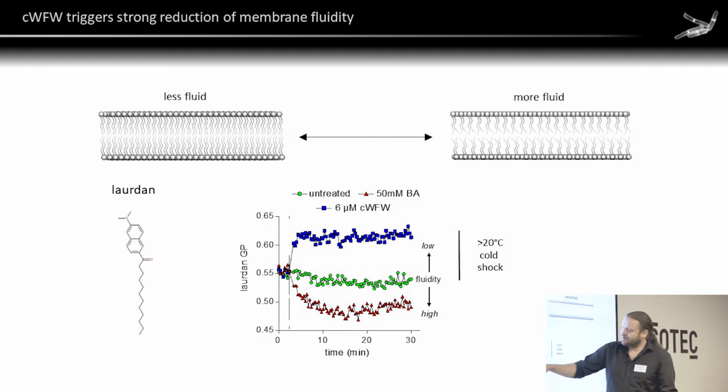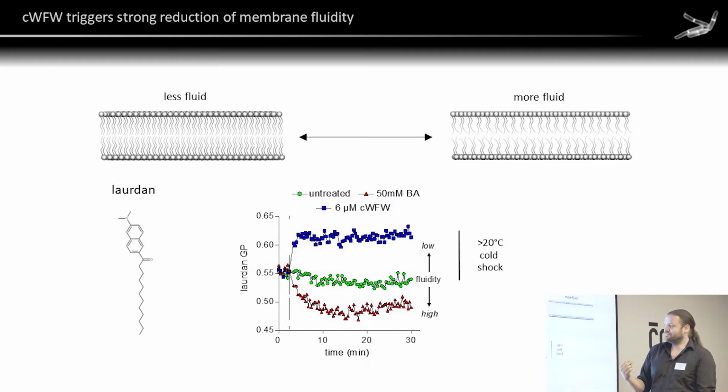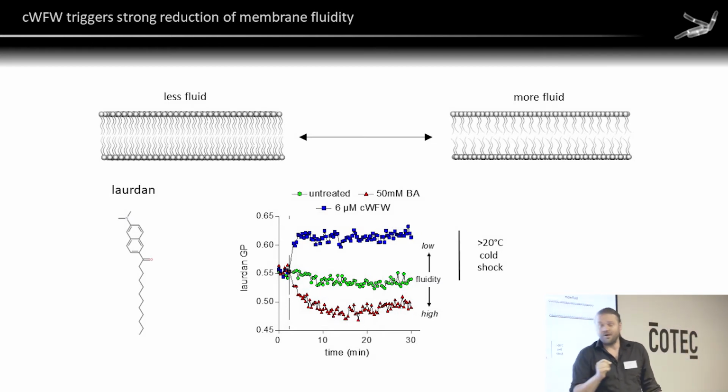So we get this drop in Laurdan GP, indicating the fluidizing effect. When we add this peptide, very rapidly we get a really significant rigidification of the membrane. This corresponds to roughly 20 degrees of cold shock to the cells, just by adding it. So it's really going from the normal configuration into one that is much more tightly packed and less fluid.